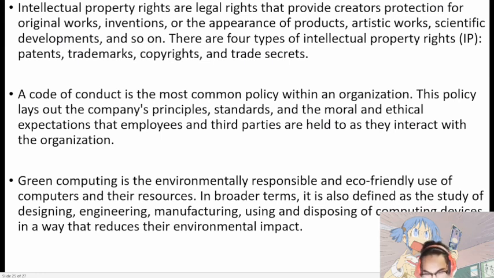Green computing is the environmentally responsible and eco-friendly use of computers and their resources. In broader terms, it is also defined as the study of designing, engineering, manufacturing, using, and disposing of computer devices in a way that reduces their environmental impact.